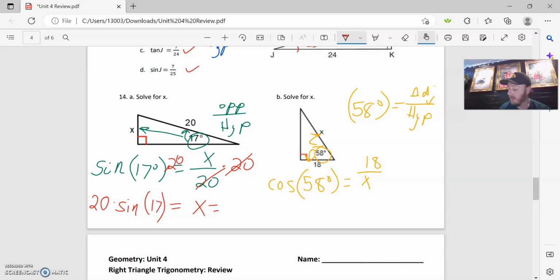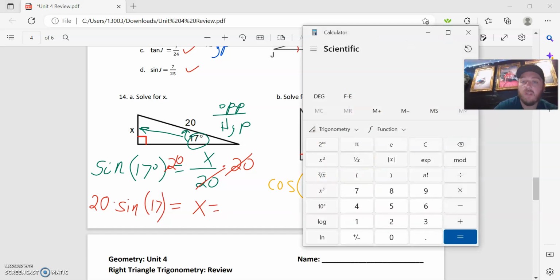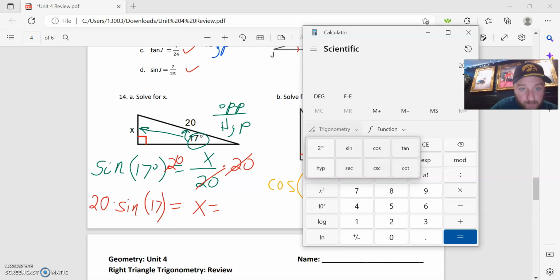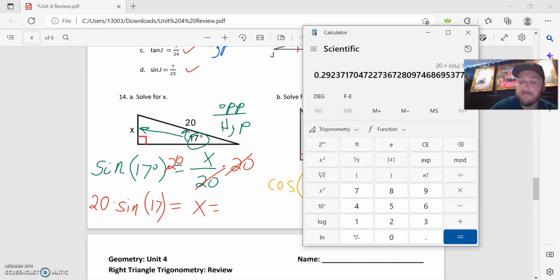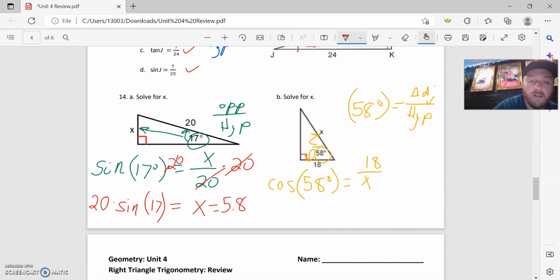That, when I plug it into a calculator, let's do that. So 20 times sine 17. For this one, it's a very basic calculator. 20, I type that in, times, now I can't say sine and then 17. This one, I have to give the angle 17 and then go to the trig function and hit sine. Now I hit enter. The answer is 5.85. So that is the side length.